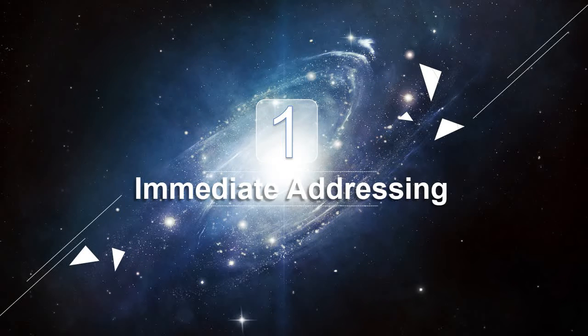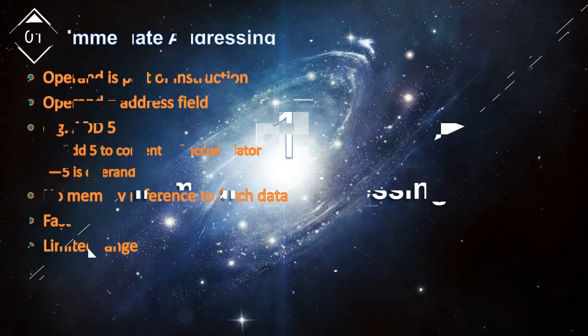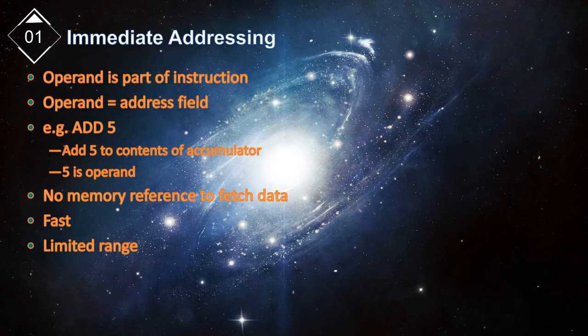Number one is immediate addressing mode. In immediate addressing mode, the operand is part of the instruction. The operand is equal to the address field. Example, add 5. Add 5 to the content of the accumulator. 5 is the operand, which is in the instruction itself. No memory reference to fetch data. Fast and limited range.